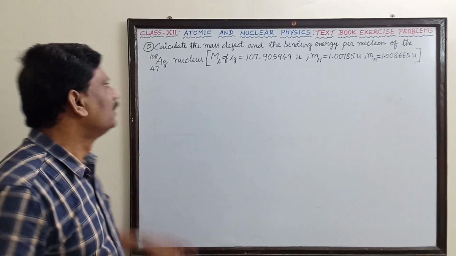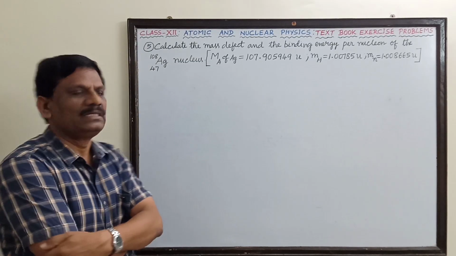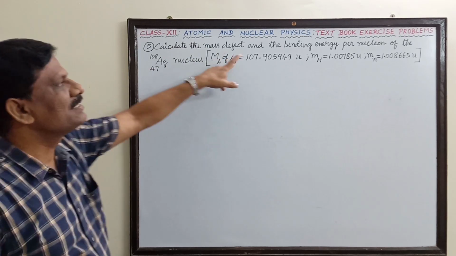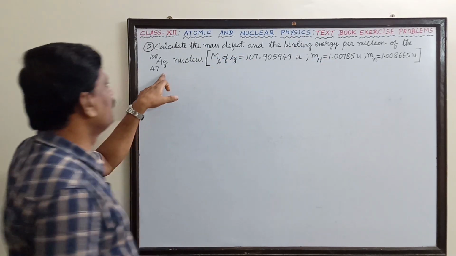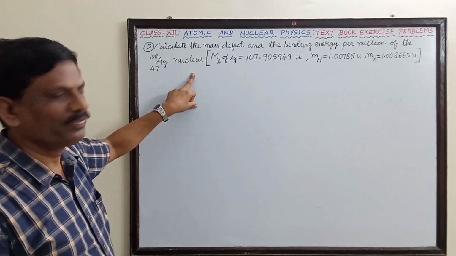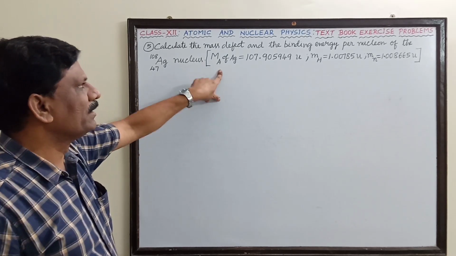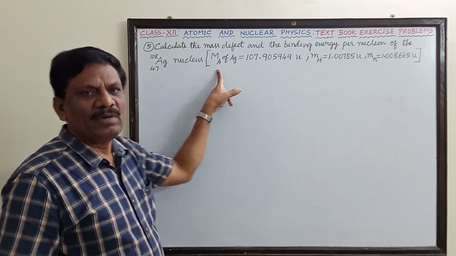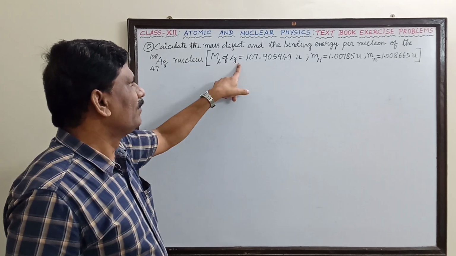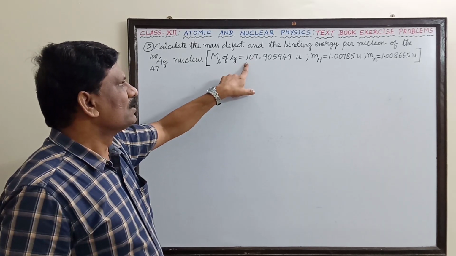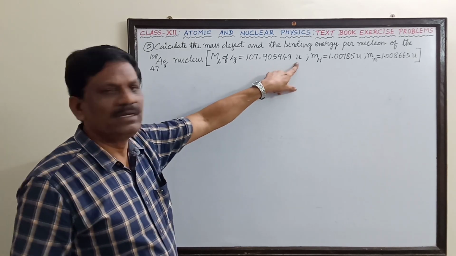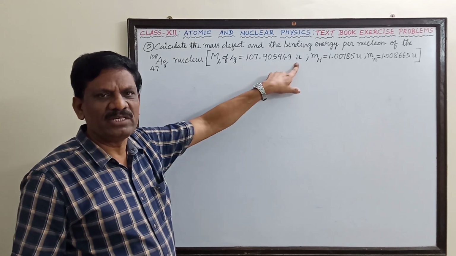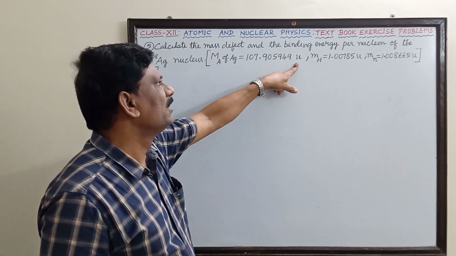Hi students, problem number 5. Calculate the mass defect and binding energy per nucleon of the silver nucleus. So what are all the given quantities here? The mass of a silver atom is given: 107.905949 U. U means atomic mass unit, unified atomic mass unit.